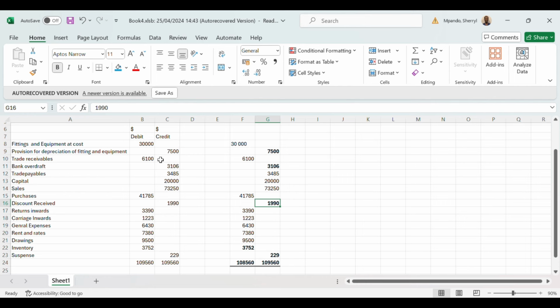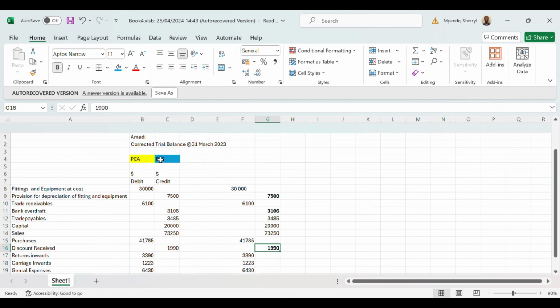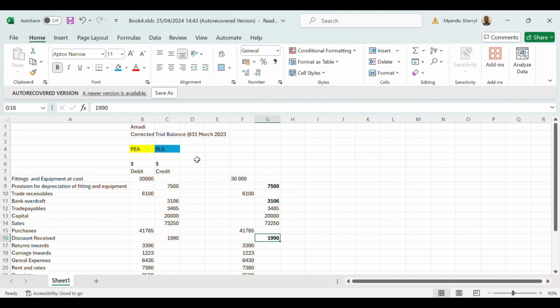We'll go into the second part of the question. We'll deal with the errors, and we will see another way of how you can remember PEARLS and have T accounts that remind you that, okay, this increases, this decreases.